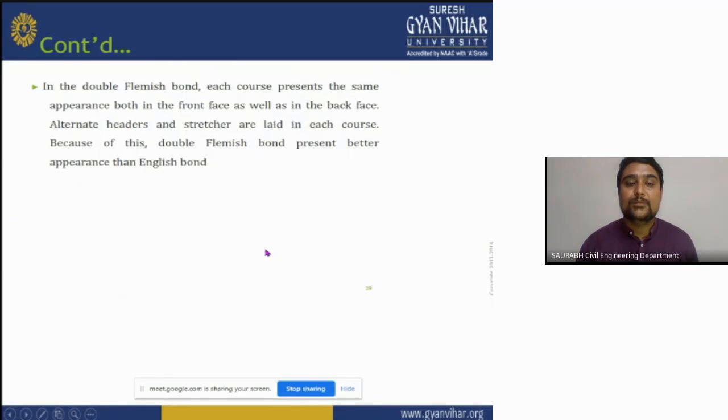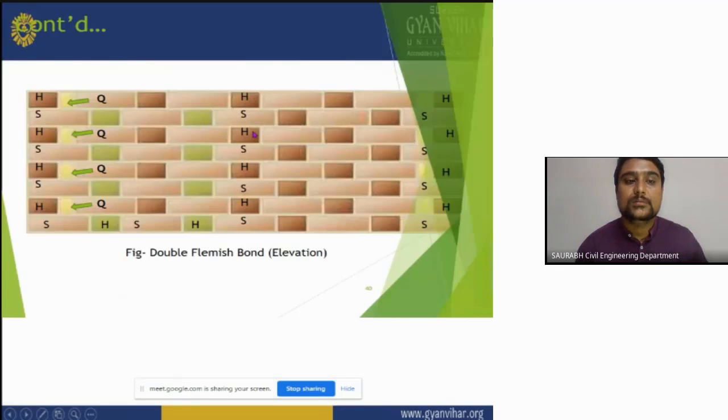In the double Flemish bond, each course presents the same appearance in both the front face as well as the back face. Alternate headers and stretchers are laid in each course. Because of this, double Flemish bond presents a better appearance than English bond. If you use the Flemish bond in your wall, it will give a better appearance than English bond.